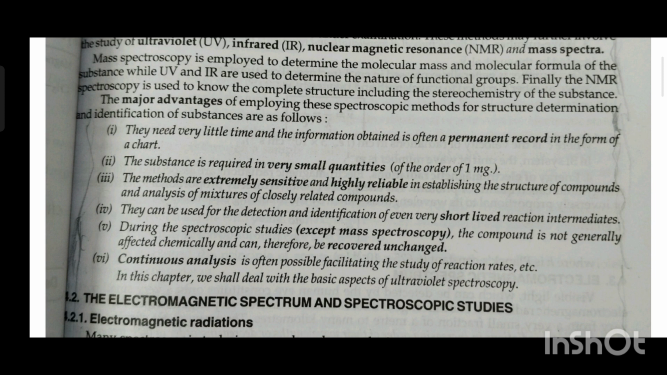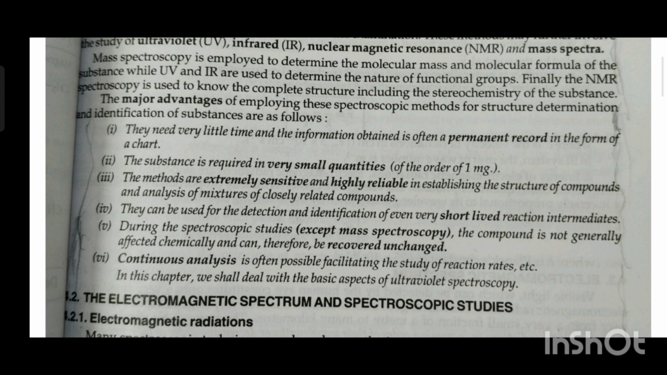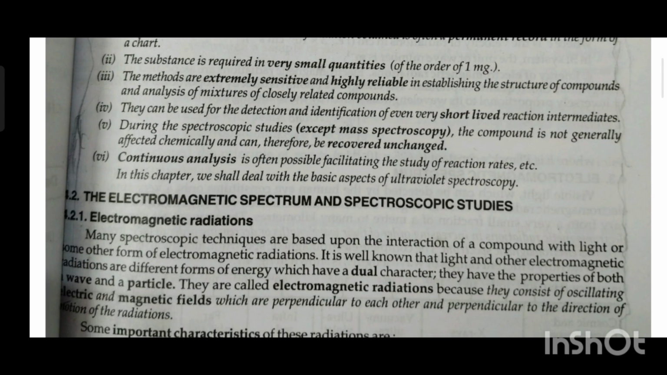Fifth, during the spectroscopic study, except in mass spectroscopy, the compound is not generally affected chemically and can therefore be recovered unchanged. Sixth, continuous analysis is often possible, facilitating the study of reaction rates, etc. In this chapter, we shall deal with the basic aspects of ultraviolet spectroscopy, the electromagnetic spectrum and spectroscopic studies.